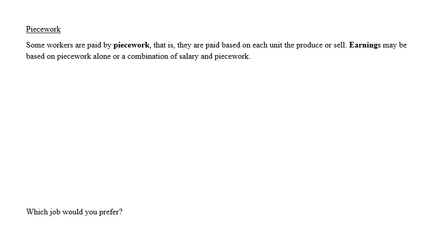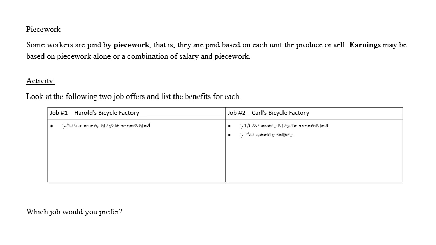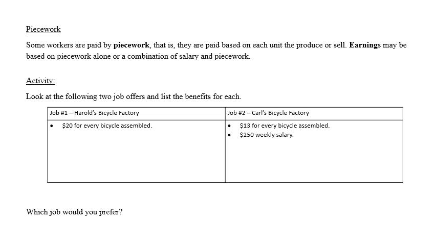So let's compare piecework by itself and piecework combined with salary. So look at the two following job offers. So we have Harold's Bicycle Factory. So these two jobs are for assembling bicycles. So at Harold's, you get $20 for every bicycle you assemble. So you walk in, you put together as many bicycles as you can in a day, and for every bicycle you assembled, you get $20. At Carl's Bicycle Factory, you only get $13 for every bicycle you assemble, but you also get $250 a week.